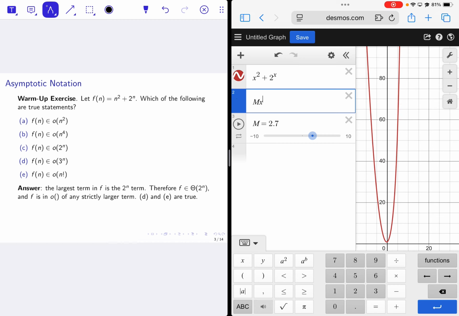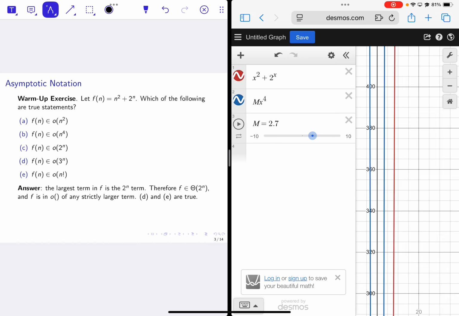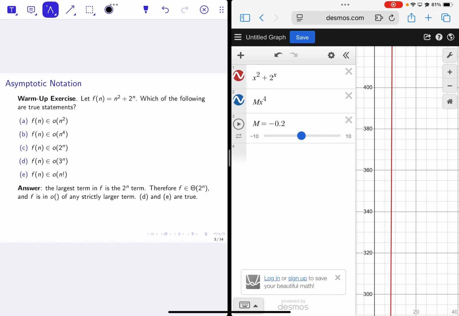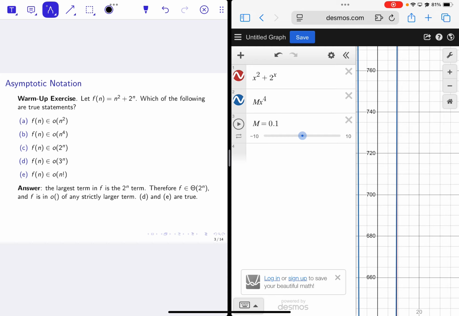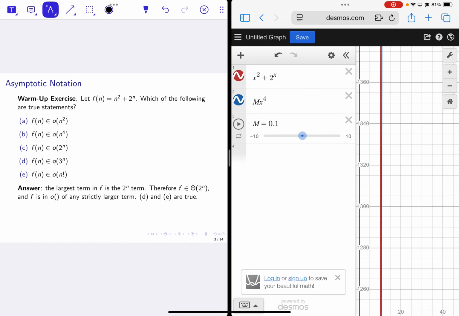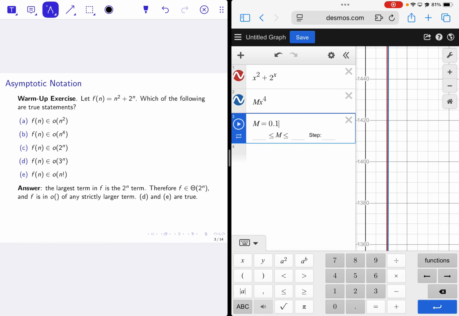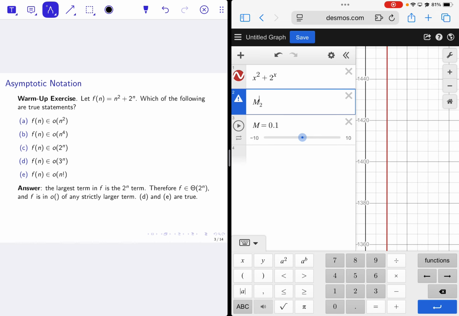So what about x to the 4? Ooh, x to the 4 grows pretty fast. But we have control over the constant multiple m as well. We just need to find some constant multiple such that the inequality is true, and lo and behold, f of n eclipses it eventually. What about 2 to the x?